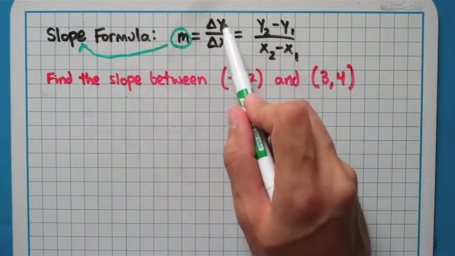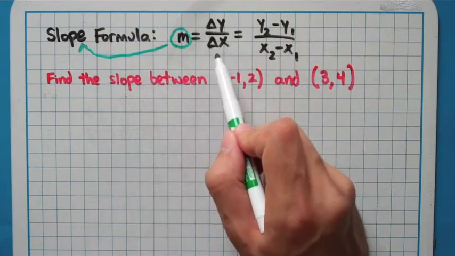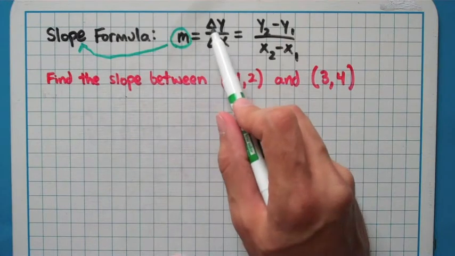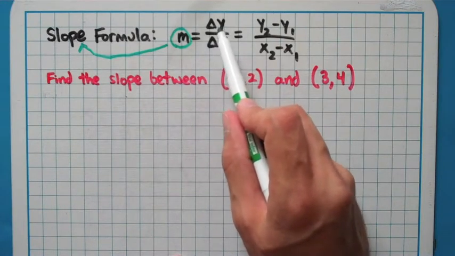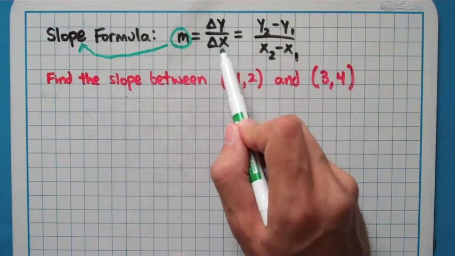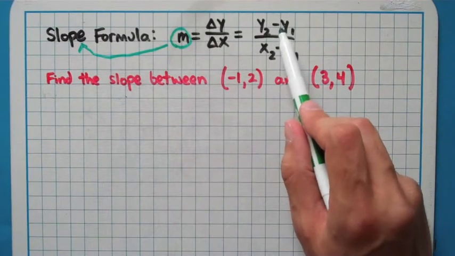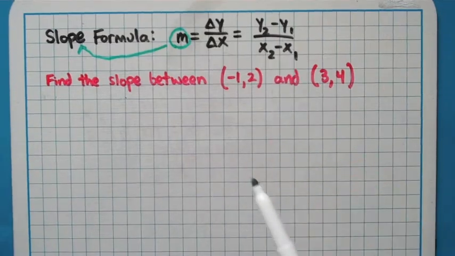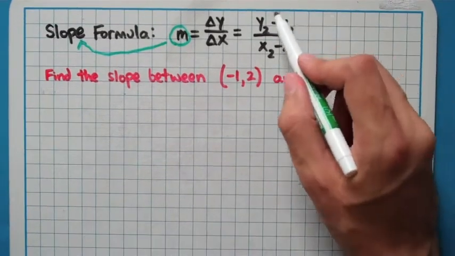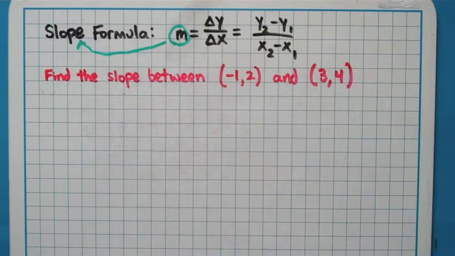The two ways to think about it: it's either delta y over delta x. Delta means change. So this is saying how much the y has changed, change in y, over how much the x has changed, or change in x. The other option is you can subtract your y's, that'll tell you how much changed, over subtracting your x's. Typically, I like to use this second part here, but either way is fine.